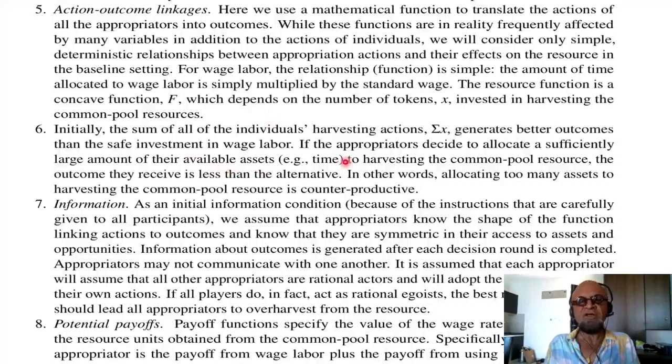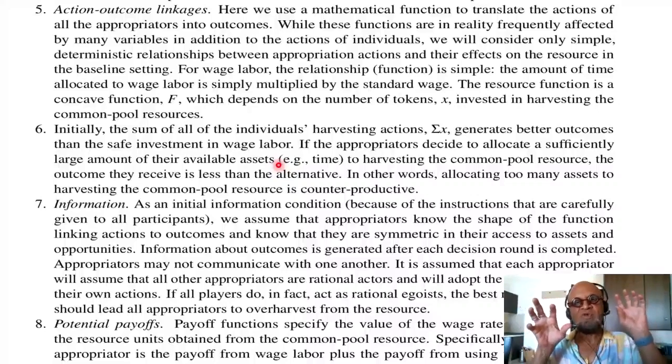Initially, the sum of all of the individuals harvesting actions, sum of xi, where xi is each person's contribution to harvesting, generates better outcomes than safe investments in wage labor. So if you work, you are going to get paid. You know that. If you are harvesting a common pool resource like fishing, you may get a fish which may serve as dinner, but you may not catch a fish. So there is a guaranteed income and there is luck, chance involved in the other one.